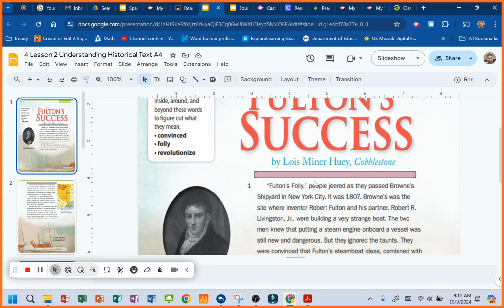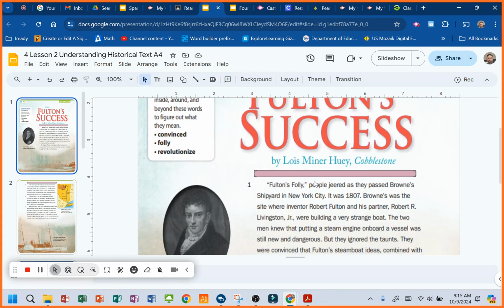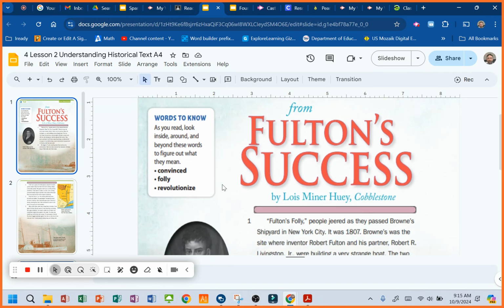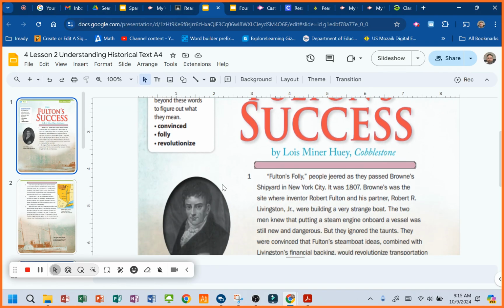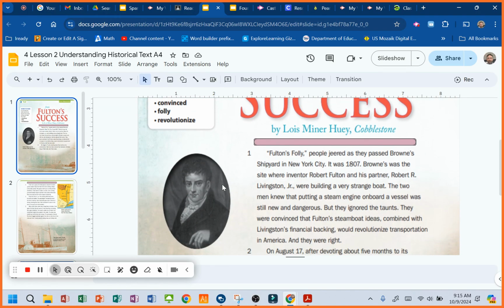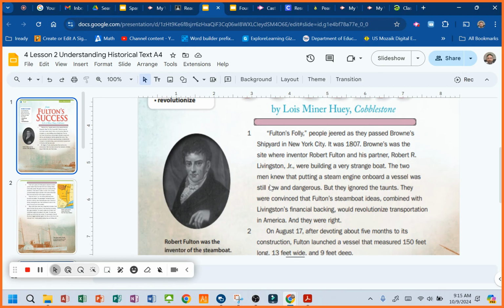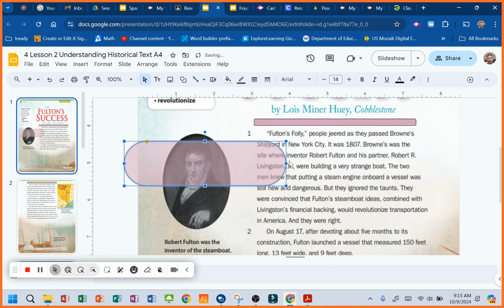All right. Fulton's Success by Lewis Minor Huey, Cobblestone. That's quite the name. As you read, look inside, around, and beyond these words to figure out what they mean: convinced, folly, and revolutionize. All right. I want you to think about how this is organized, and maybe even drag your things over, resize them if you want to.